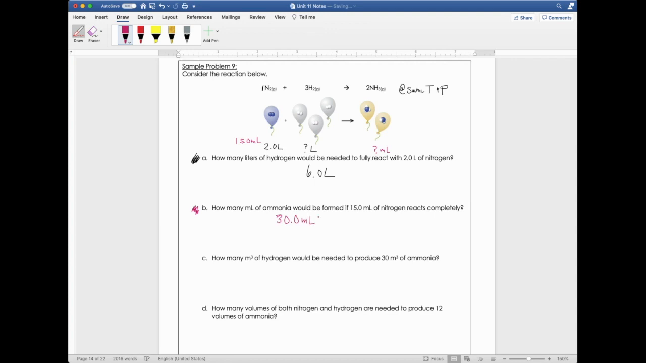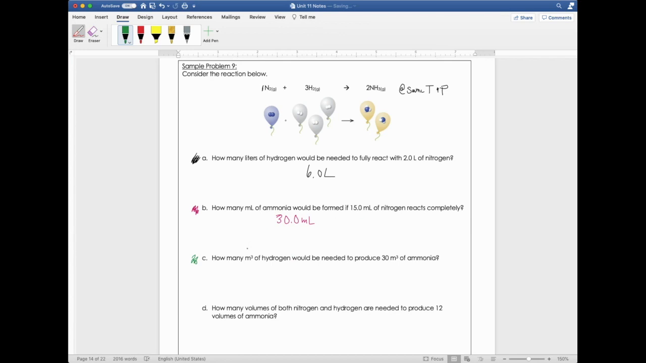You can do stoichiometry to solve these problems, but why would you do that if you can just look at the coefficients? It's much easier to do it this way. So I just erased all that work up there, and I'm just going to pick a different color again to show you C. So let's do green, I suppose.